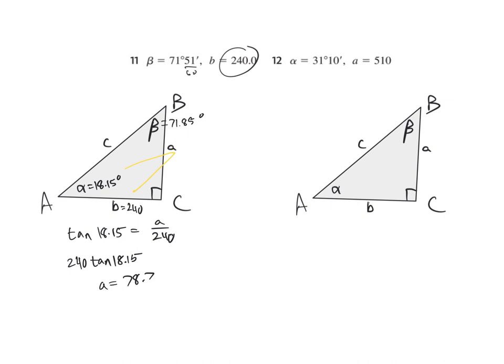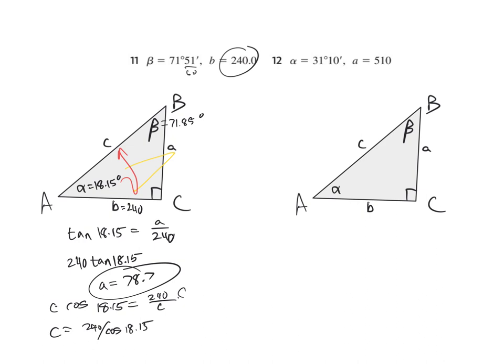And now we've got to do C. So we will use the adjacent and the hypotenuse. So that's cosine. So the cosine of 18.15 is equal to the adjacent leg over the hypotenuse. Multiply both sides by C. So C is equal to 240 divided by whatever the cosine of 18.15 is. So 240 divided by the cosine of 18.15, and that's 252.6, which makes sense. Think about it.